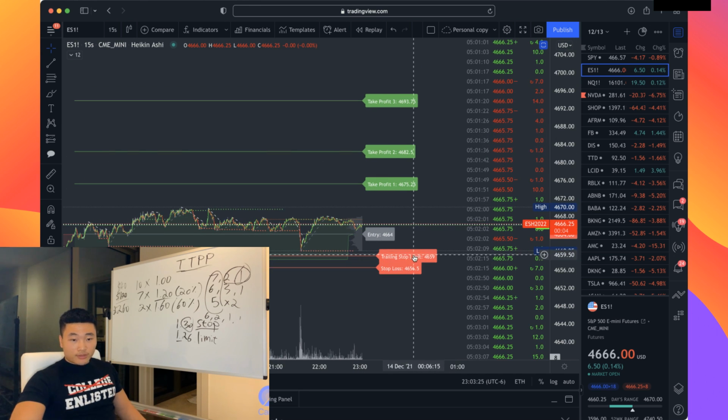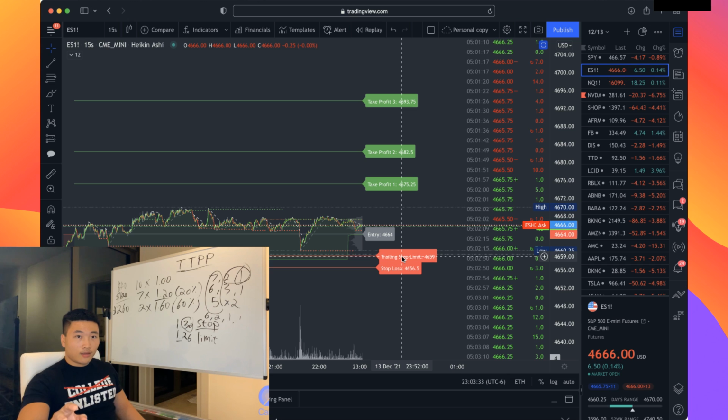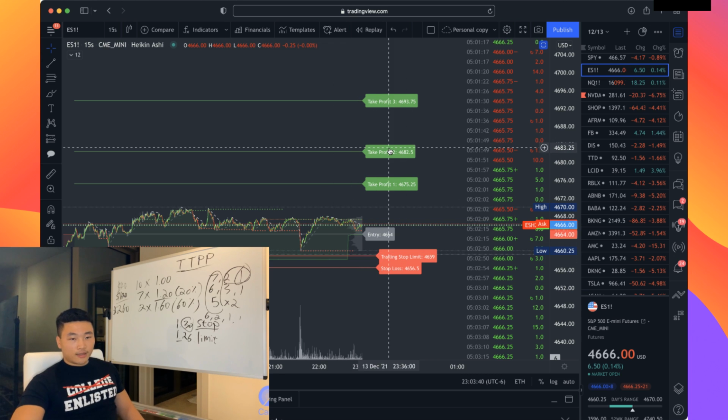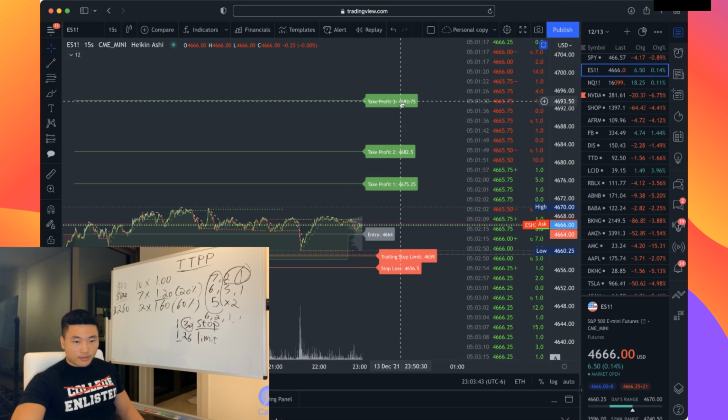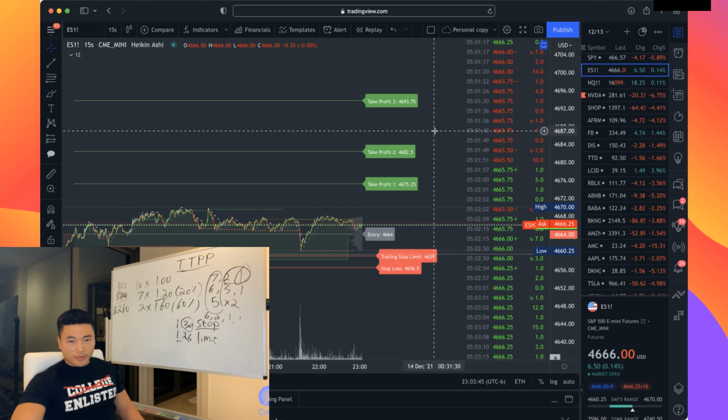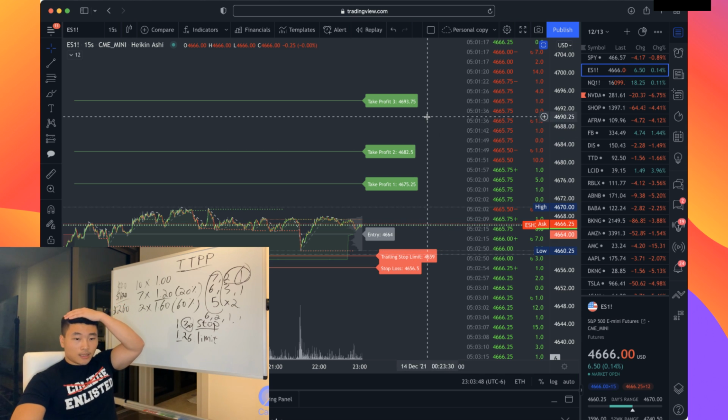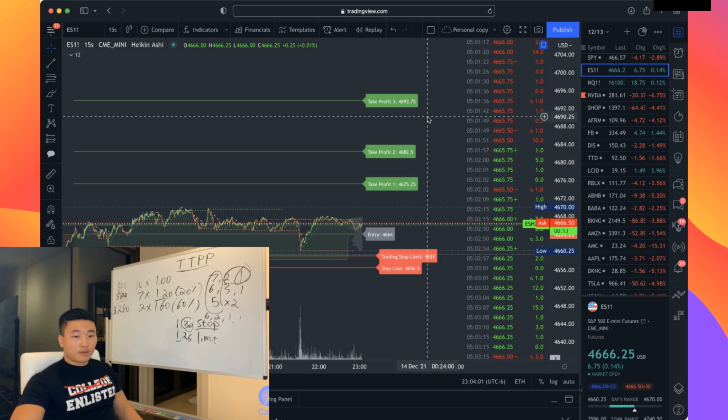there's a trailing stop limit here, okay? So what it means is the trailing stop limit moves along with the underlying ticker, which means that if it gets to take profit 3, the trailing stop is probably gonna be in this area. So basically, yeah, that's what TTPP means. Trim, trail, protect profits.